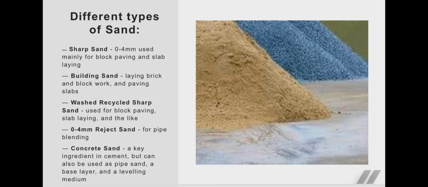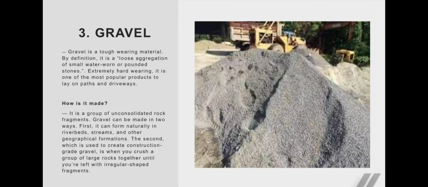Types of sand. Sharp sand, 0 to 4 mm, used mainly for block paving and slab laying. Building sand, for laying bricks and blockwork, and paving slabs. Recycled sharp sand, used for block paving, slab laying, and the like. 0 to 4 mm reject sand for pipe bedding. Concrete sand, a key ingredient in cement, but can also be used as pipe sand, a base layer, and a leveling medium.